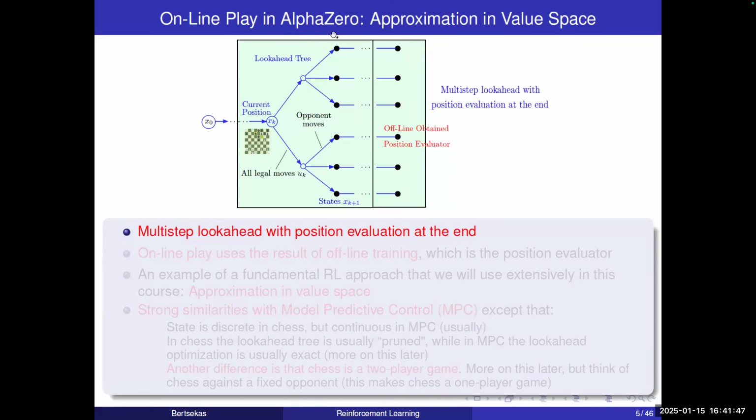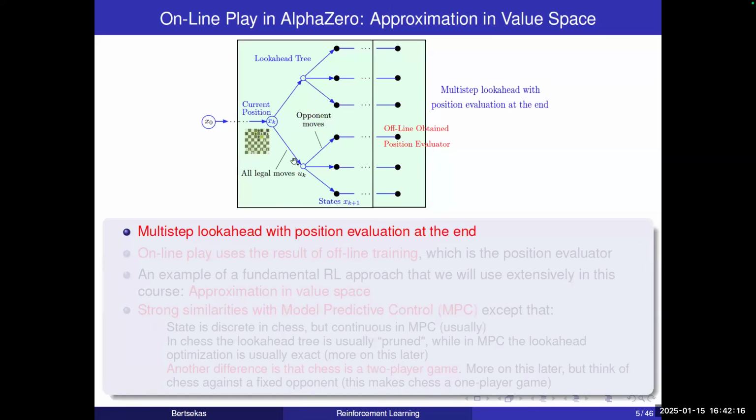Now let me look at the online play algorithm in AlphaZero. It involves multi-step look-ahead minimization and a position evaluation at the end of the look-ahead. In particular, there's a state here, and the state is the board position, the board position at which we as a player have to select a move. And in AlphaZero, this is done as follows.